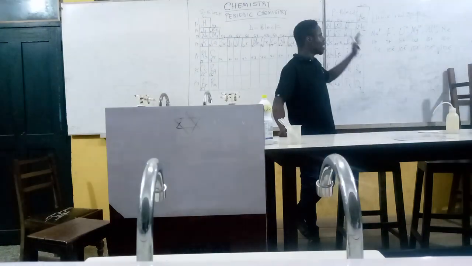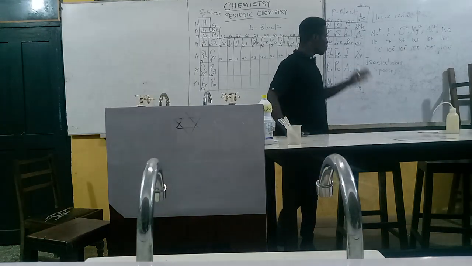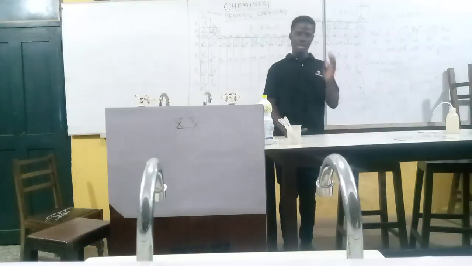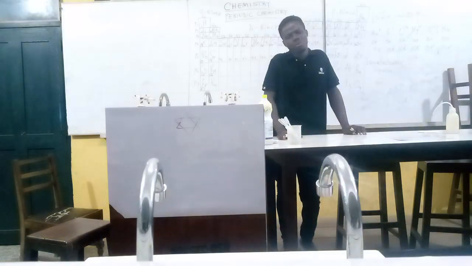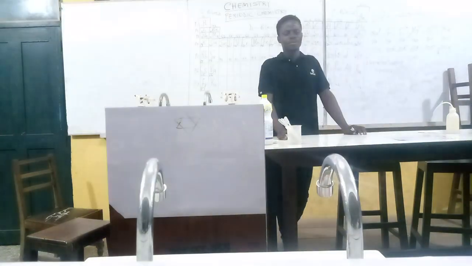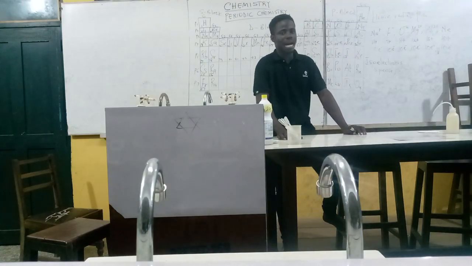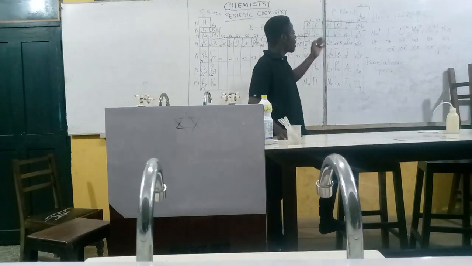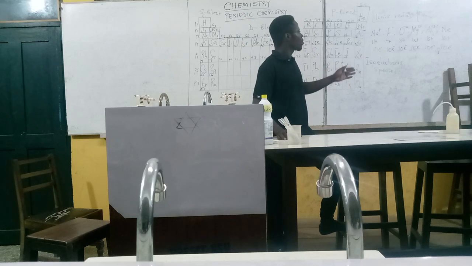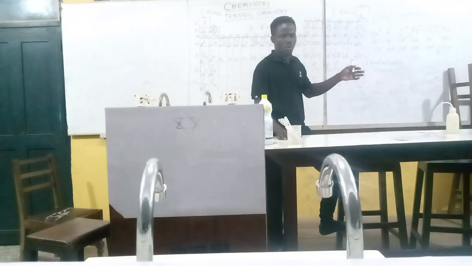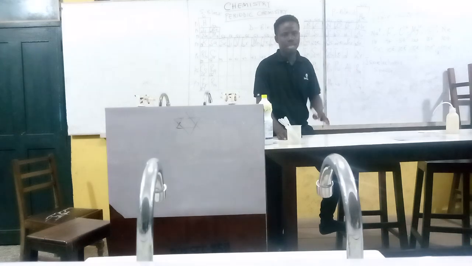So anytime we meet a case like this, we call this isoelectronic species. So these species are referred to as isoelectronic species. So how do we put these isoelectronic species? We can define isoelectronic species as series containing ions and atoms with the same number of electrons.